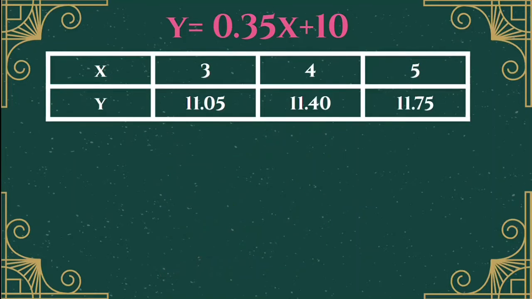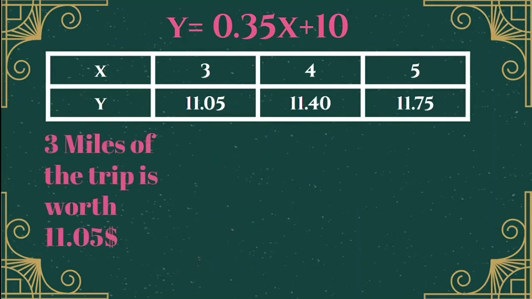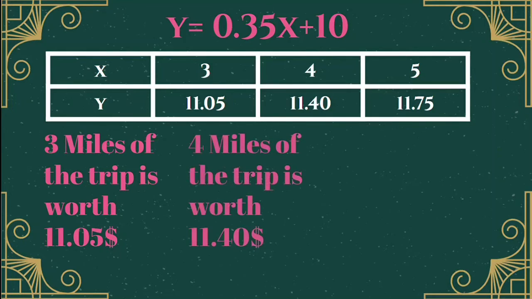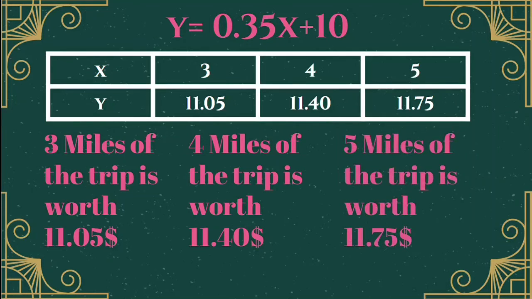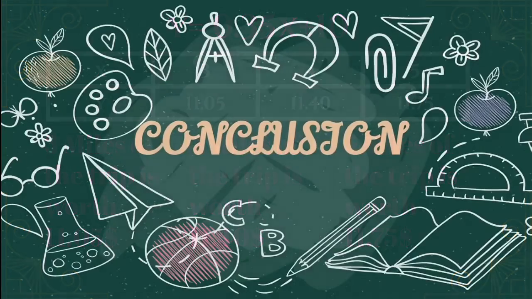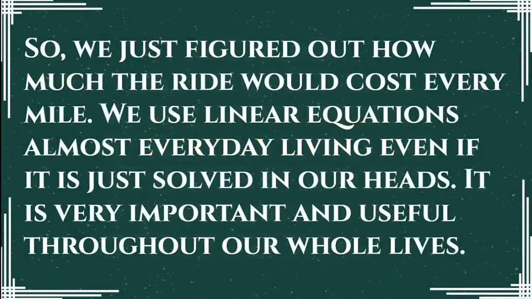So we have concluded that 3 miles of the trip is worth $11.05, 4 miles of the trip is worth $11.40, 5 miles of the trip is worth $11.75. So by using linear equations, we just figured out how much the whole taxi ride would cost. So the whole trip took around 5 miles, so the whole trip is worth $11.75.